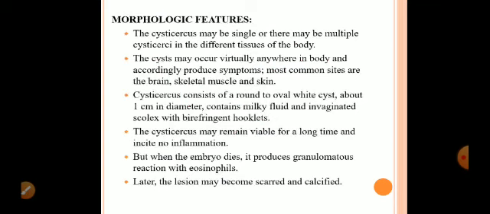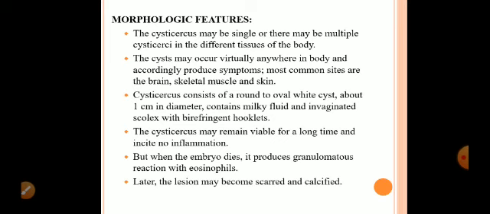Coming to morphological features of cysticercosis. Cysticercosis may be single or there may be multiple cysticerci in different tissues of the body. The cyst may occur virtually anywhere in the body and accordingly produces symptoms. Most common sites are brain, skeletal muscle, skin.